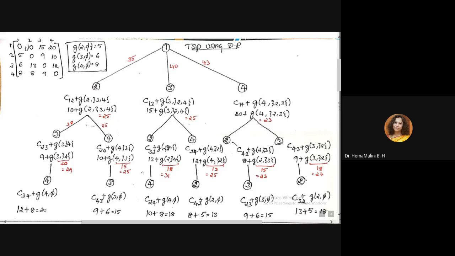What is C of 1 2? C of 1 2, we know this value. It is 10. 10 plus this function. This function we don't know still. Okay. What is C of 1 3? C of 1 3 from the matrix we know it is 15 plus keep the function as it is. What is C of 1 4? From the matrix it is 20. Put 20. This you keep it as it is.